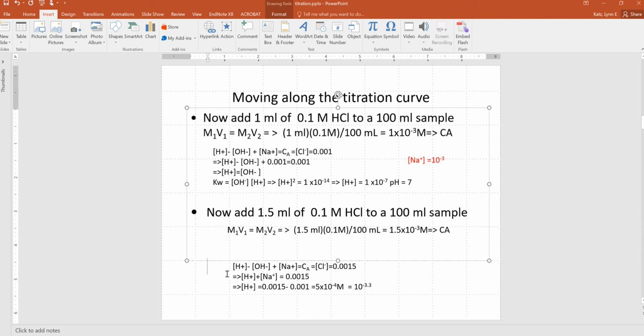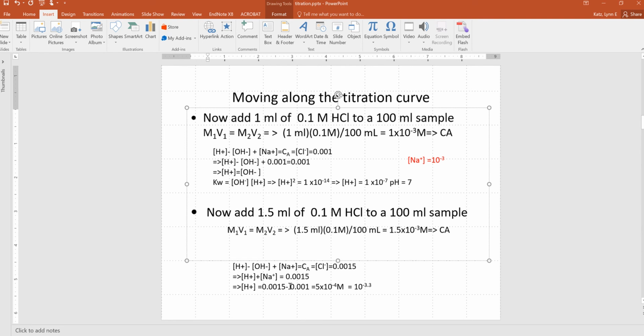Applying that to my rearranged charge balance, I get H plus minus OH minus plus Na plus equals the concentration of acid, which is the same as the chloride concentration because hydrochloric acid completely dissociates, and that's equal to 0.0015 molar. Now I'm going to assume that OH is small because I was at pH 7 and I added more acid. So H plus plus Na plus equals 0.0015.